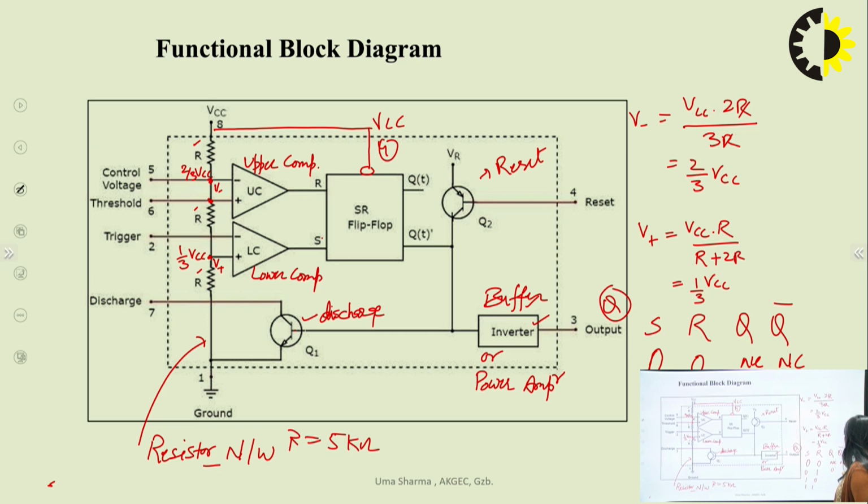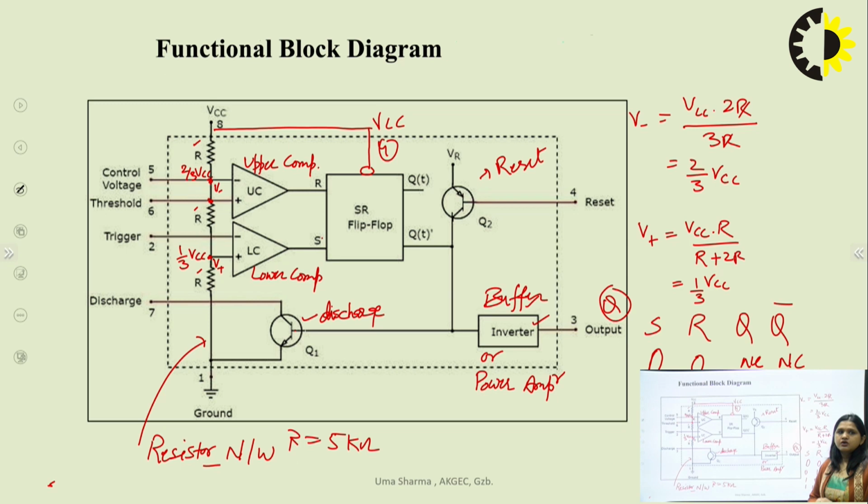That means the flip-flop is reset. And when S equals 1, the flip-flop is in the set condition, then Q equals 1 and Q bar equals 0. And for the 1-1 situation, this is known as the indeterminate state, or you can say don't care.